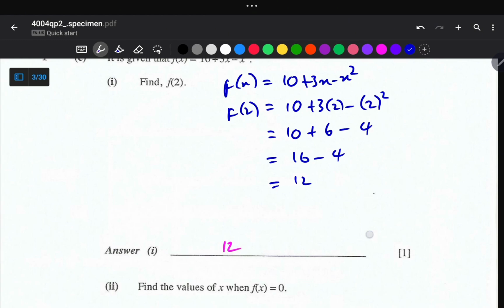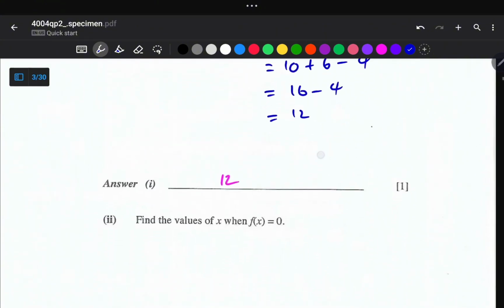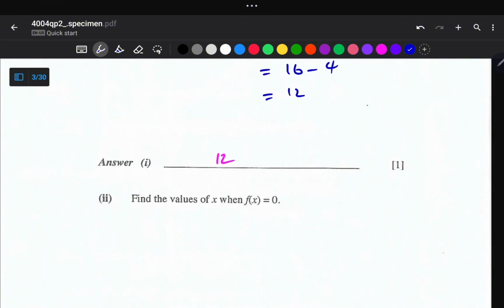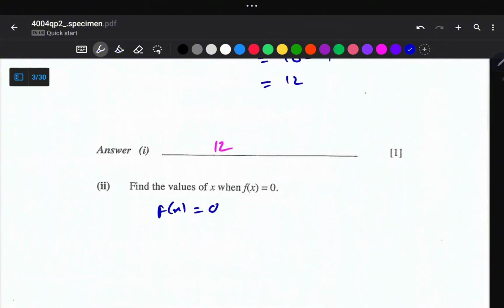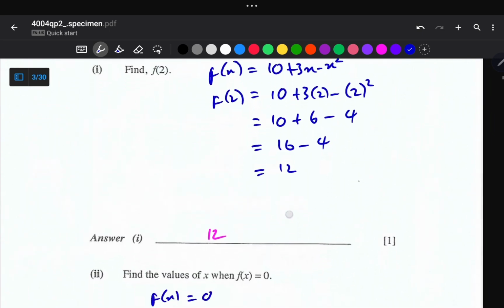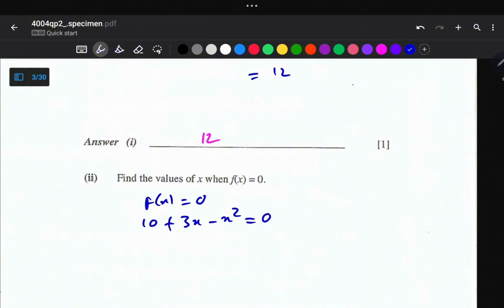Okay, and then the next part of part C says find the values of x when f of x is equal to 0. So our f of x is equal to 0, but our f of x is equal to 10 plus 3x minus x squared. So it is 10 plus 3x minus x squared being equal to 0. So here we can simply factorize or use our quadratic formula. So the first thing we need to do is to multiply everything by -1.